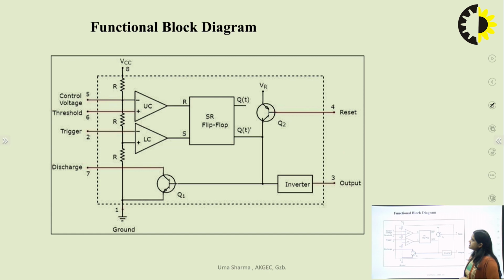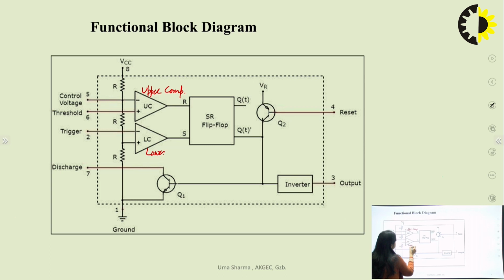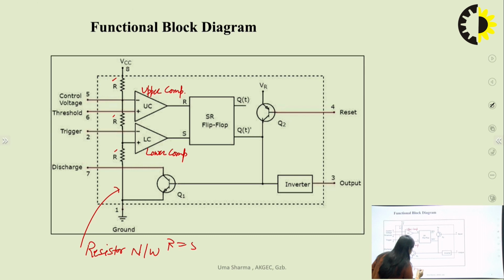Here you can see that this is the upper comparator, and this is the lower comparator. Here our resistor network is connected, which consists of three resistors, R, R and R. These three resistors are equal to 5 kilo ohm.